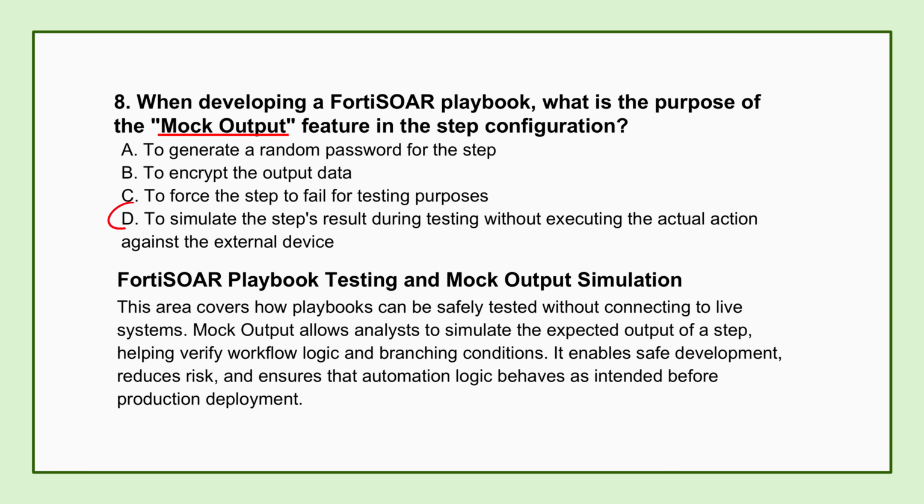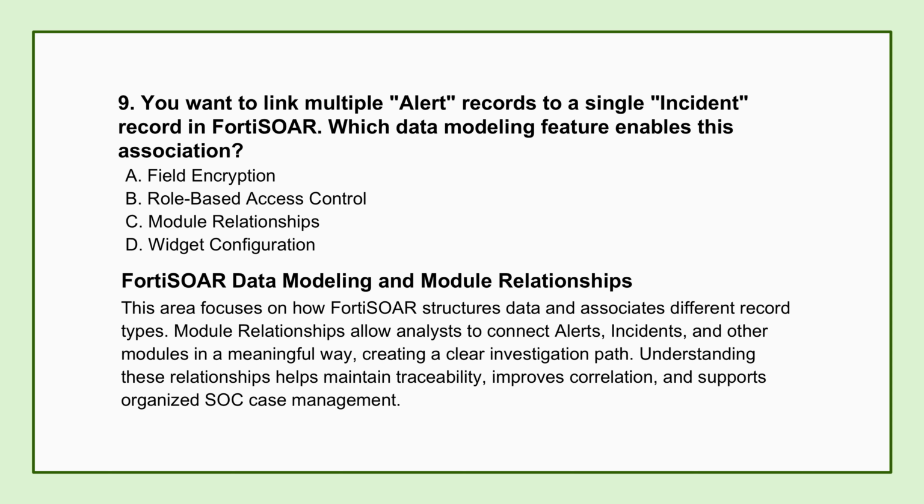That's pure efficiency. Okay, let's switch to data structure within SOAR. There's a question about the feature that connects multiple alert records to a single, bigger incident record. What enables that? That's done with module relationships. In FortiSOAR, everything is a module: alerts, incidents, artifacts. The relationships define how they connect. You can have a one-to-many relationship where one incident ties together many different alerts.